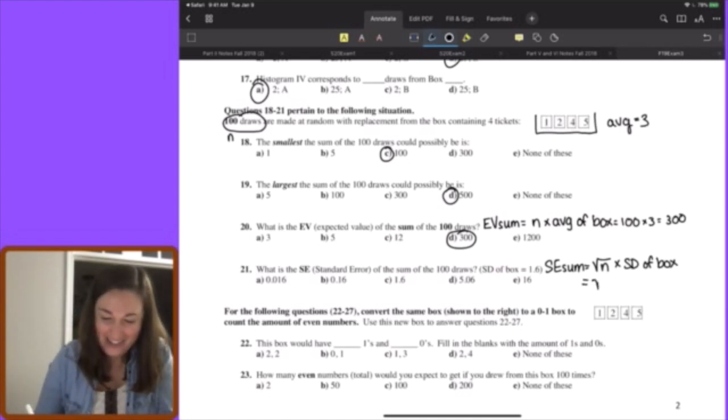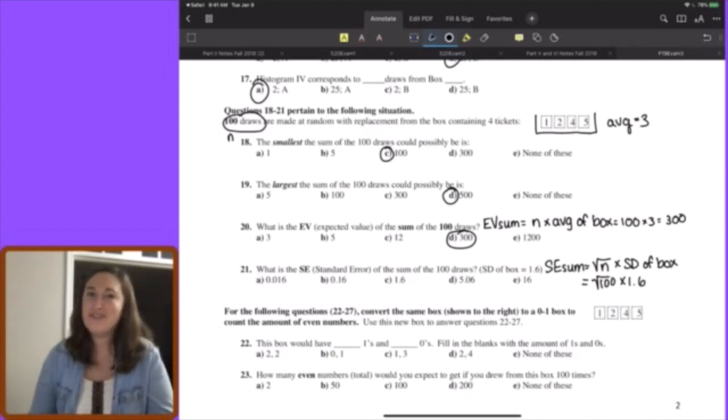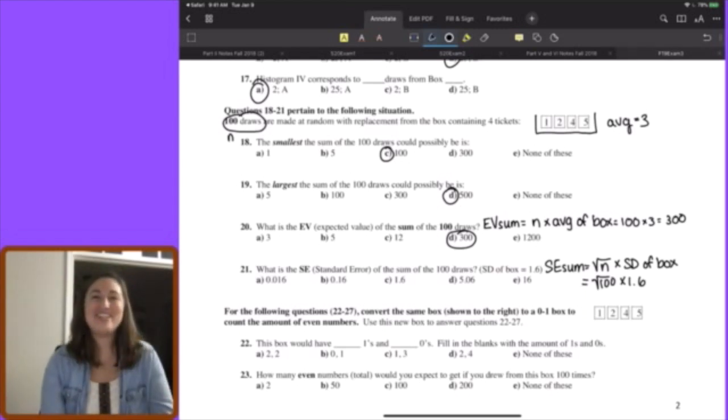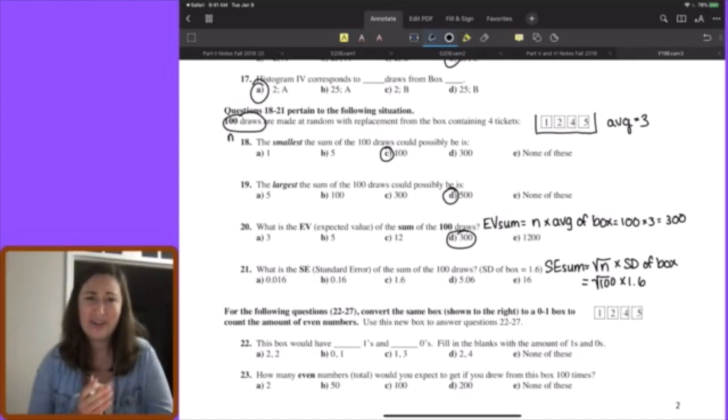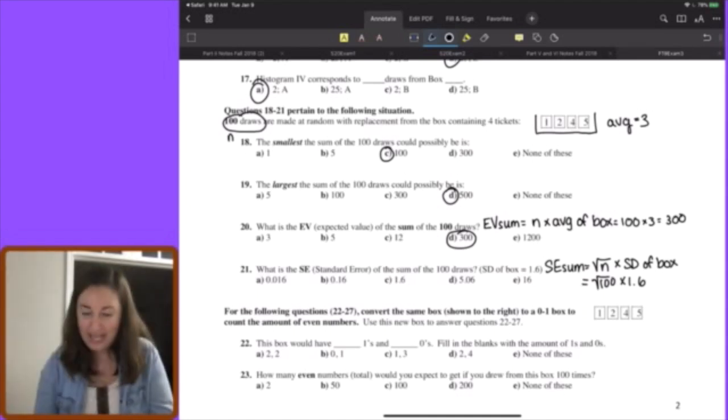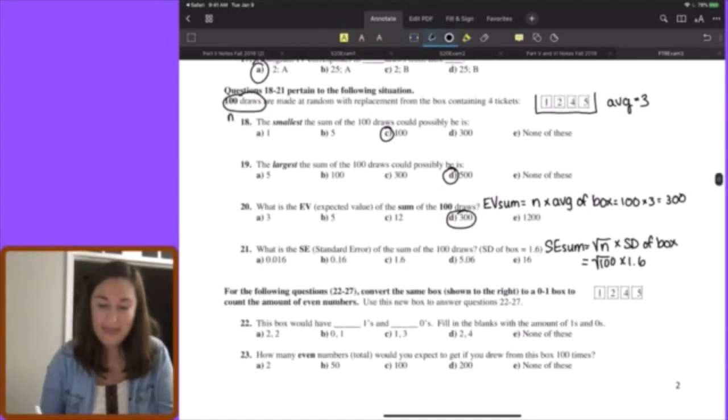And n is still 100. The SD they're telling us is 1.6. So if you can't do the shortcut formula, I'll give you the SD of the box, just because we already tested on how to find the SD. Honestly, I don't know anybody that does it by hand. You'll probably be able to do it with software or a calculator at least. So that's why we gave that to you. And then this ends up being 16, right? 10 times 1.6.